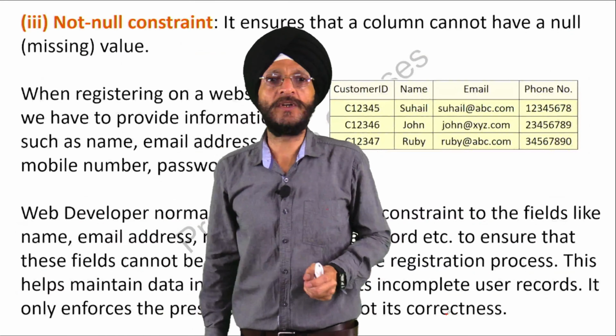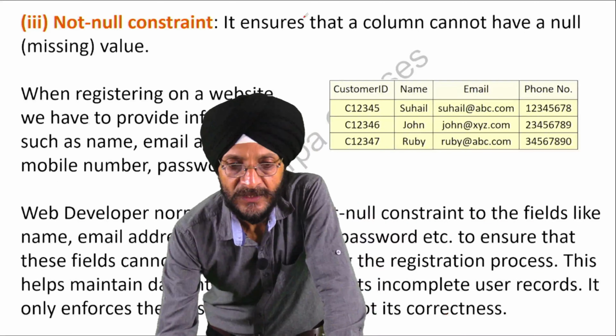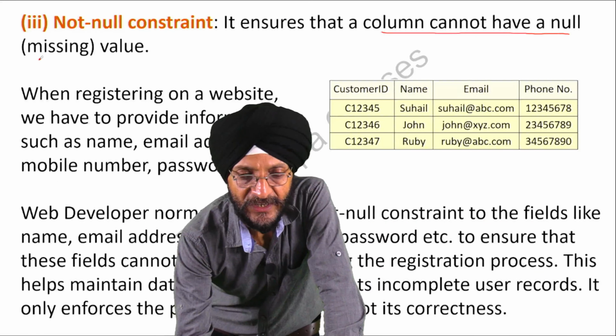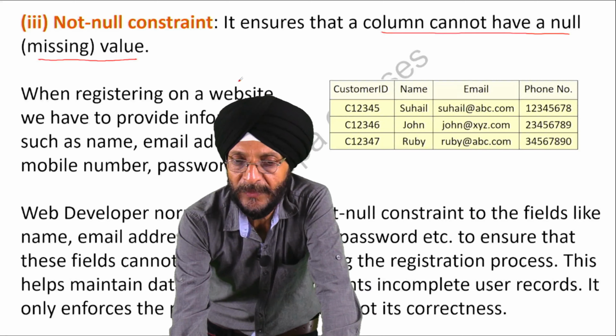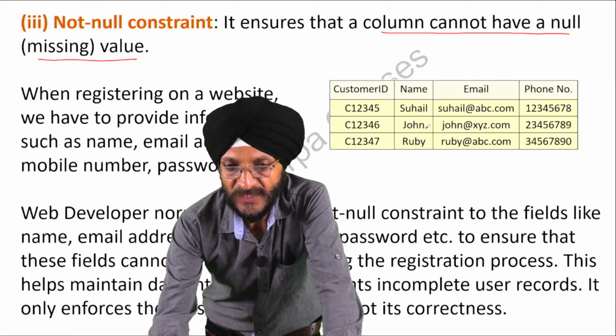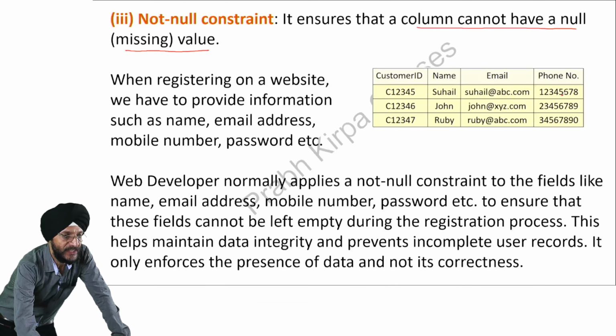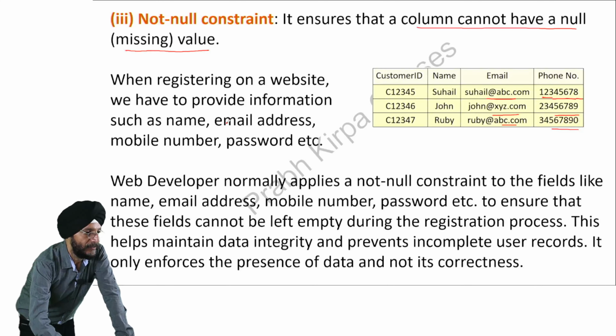Next point is not null constraint. This constraint ensures that a column cannot have a null value. Null value means missing value. That is, it ensures that these types of columns which are given here do not have missing value. That is, it is not possible that we leave any of these values as blank.